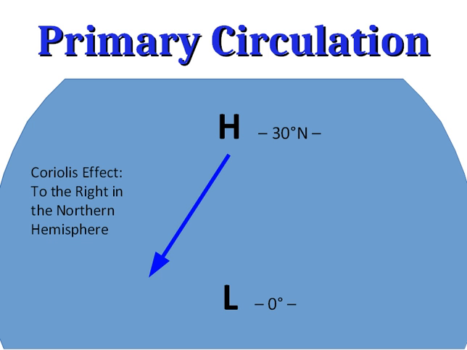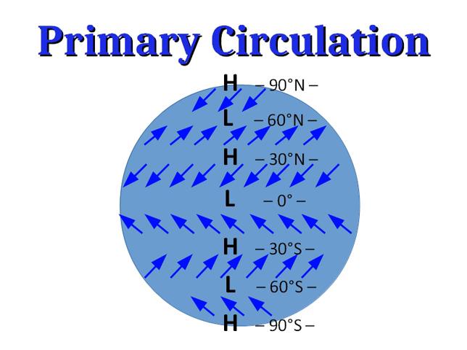So if we apply this basic idea to the places in between all of our pressure zones, we can see that we get easterly winds between 30 north and the equator and between 30 south and the equator. In both cases, the winds are trying to flow from high pressure to low pressure, but they're going to get bent to the right in the northern hemisphere, to the left in the southern hemisphere by the Coriolis effect. And so that's going to turn out creating easterly winds in both of those zones.